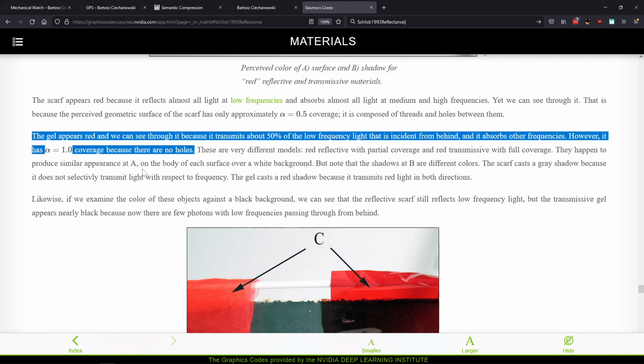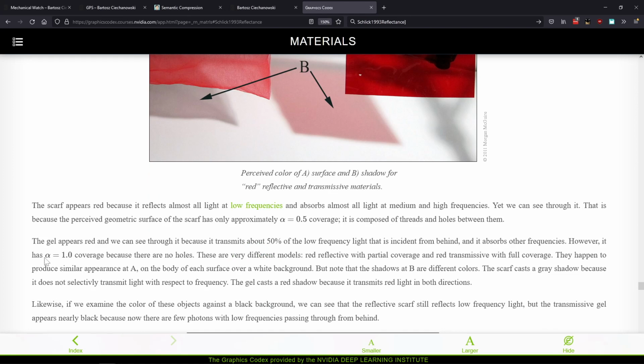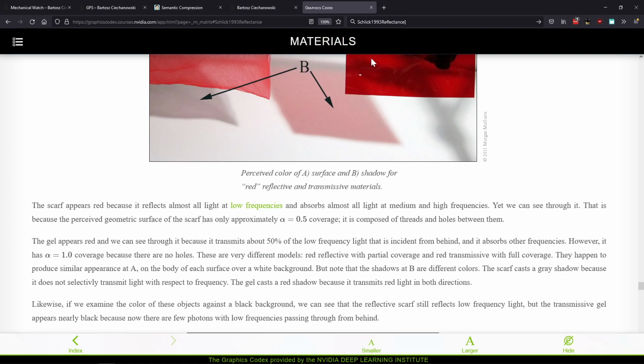Yeah, actually, this gets to the above conversation about leaves, where the red cloth and the red gel are very different phenomena. The scarf has a bunch of holes in it for air to go through, whereas the red gel transmits 50% of the light, or the low frequency light, but it covers the entire area.